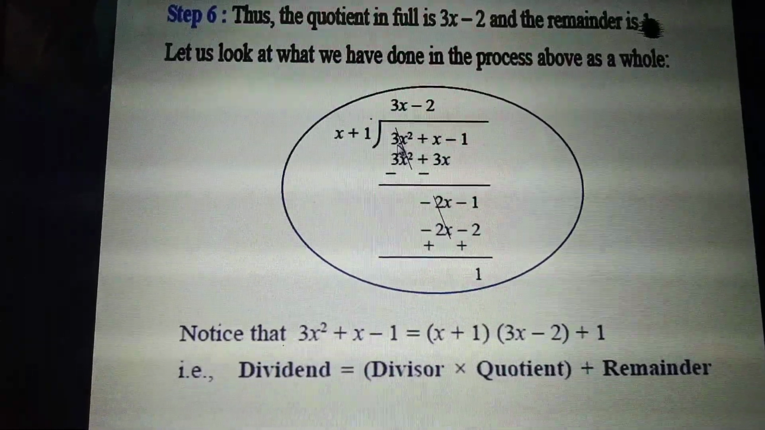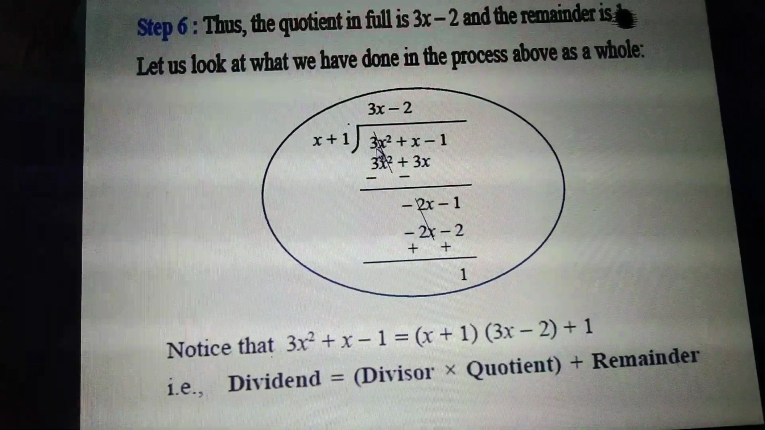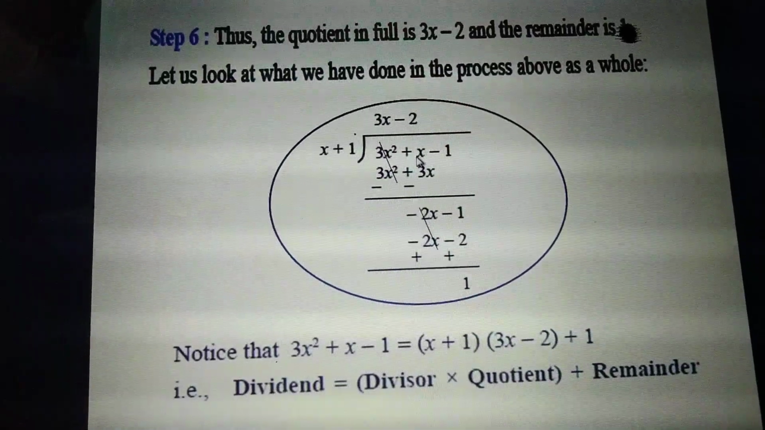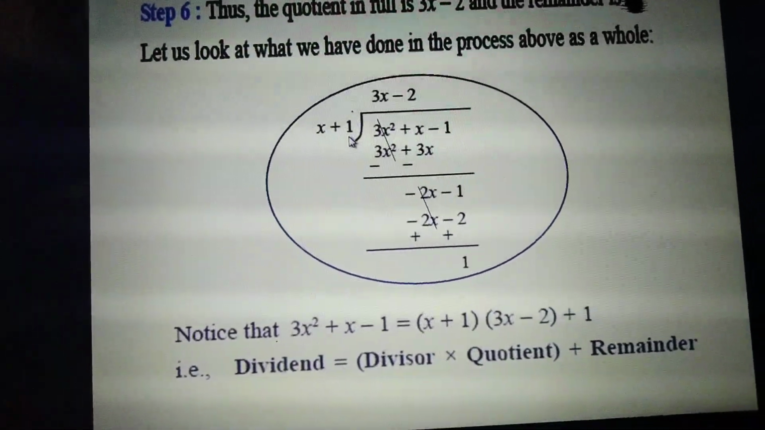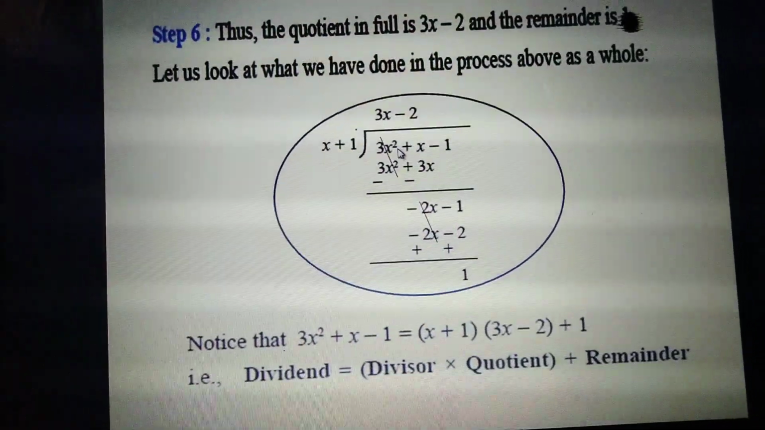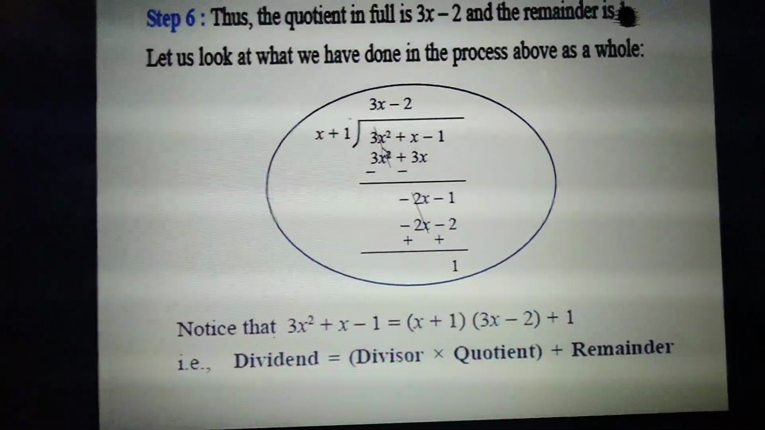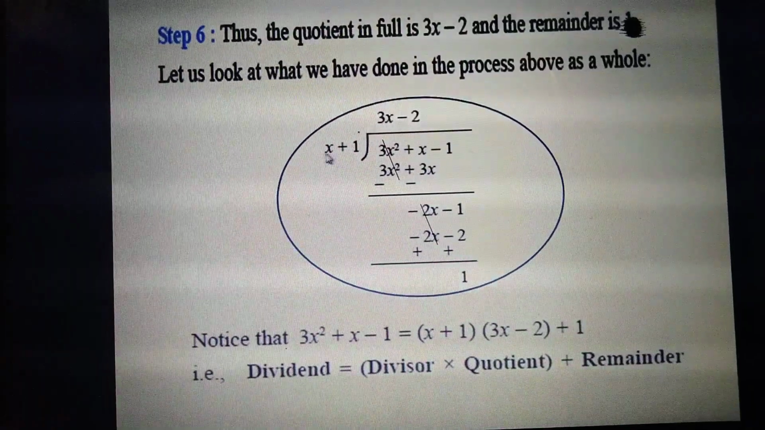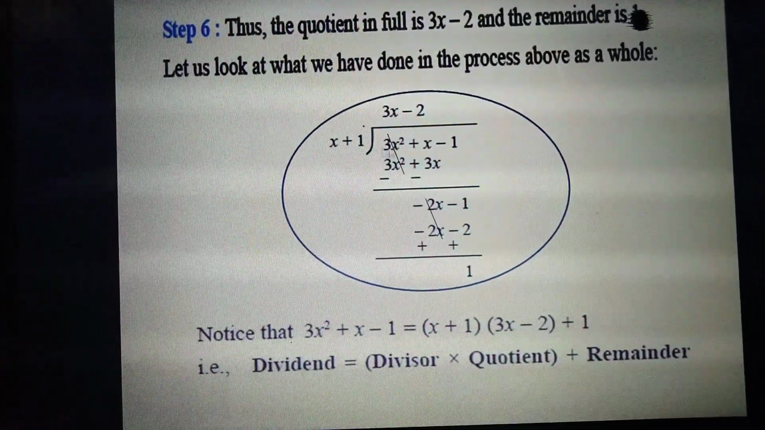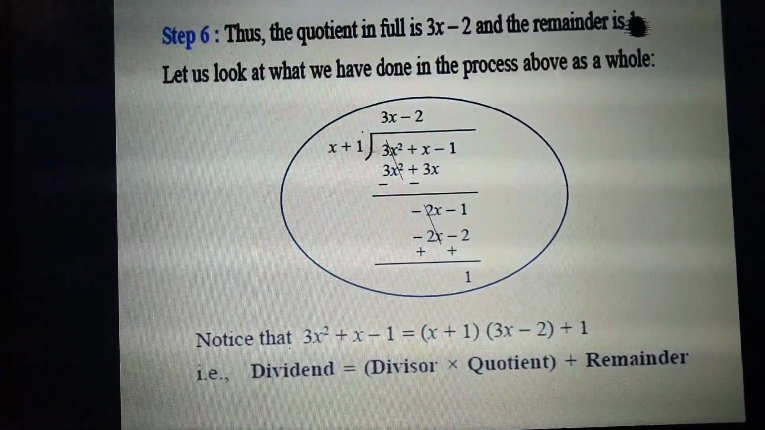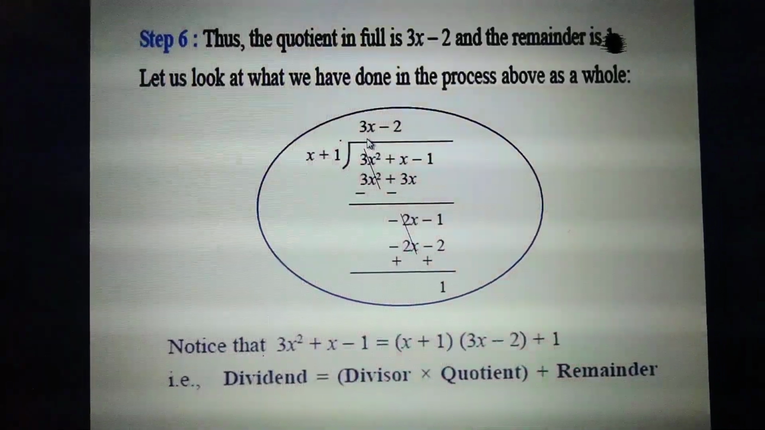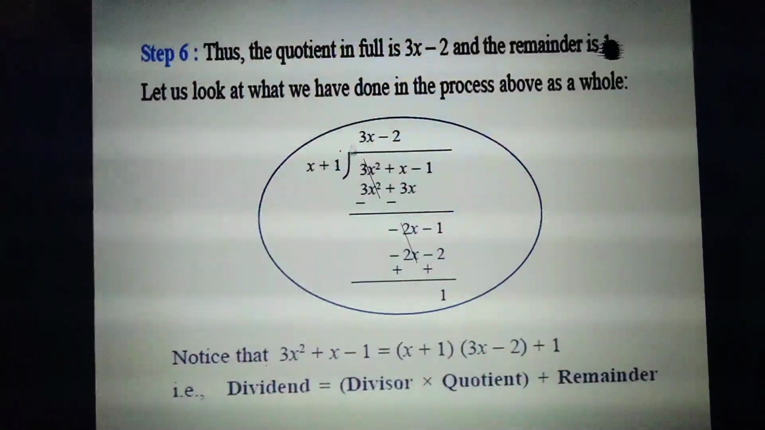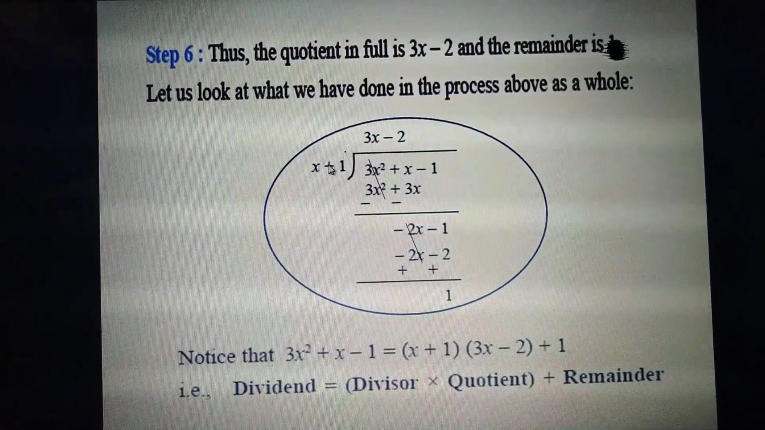See here, again I'll explain. Listen carefully. 3x squared plus x minus 1 is the dividend. X plus 1 is the divisor. First, we should divide the first term of this by the first term of the divisor, that is 3x squared by x. We will get 3x as the first term of the quotient. With the 3x, we should multiply the divisor.